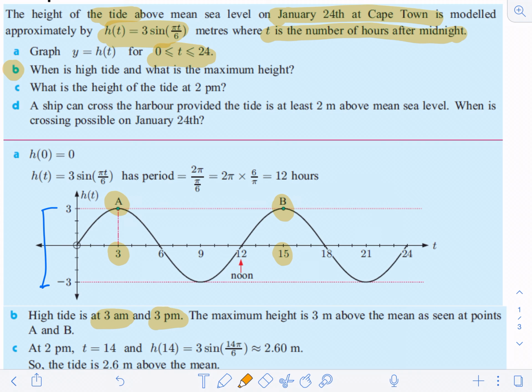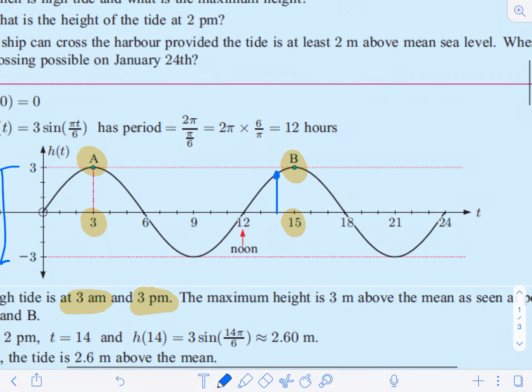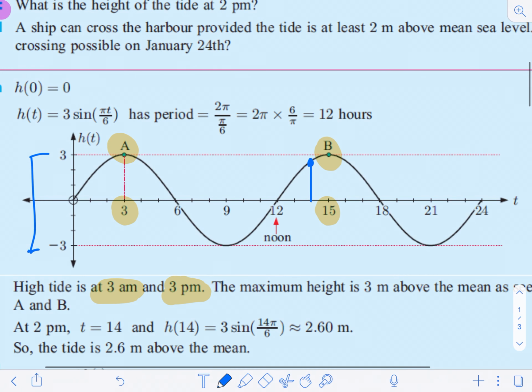The second question is asking us, what is the height of the tide at 2 p.m.? So we're going to go to our graph, and 2 p.m. is when t is equal to 14. If I draw that up here, it looks like it intersects right about there. And if I look at the y values, I say it's approximately 2.6. So at 2 p.m., we say that the tide is about 2.6 meters above sea level, which is the mean sea level at 0.